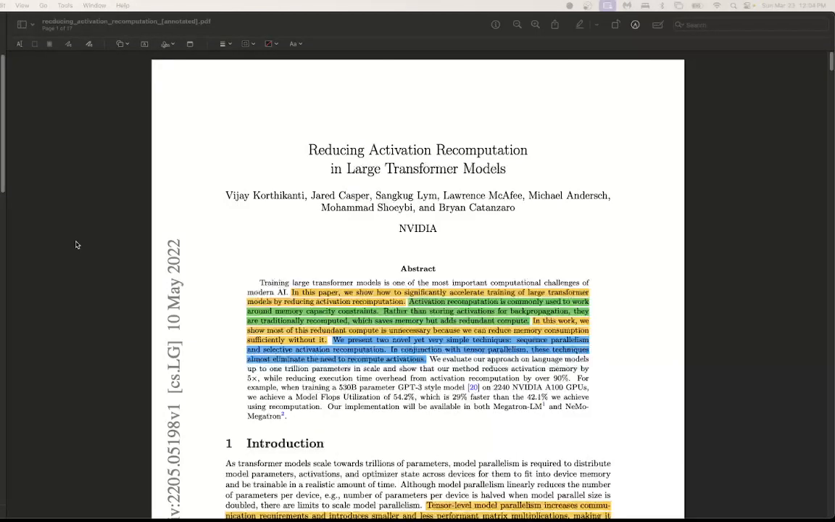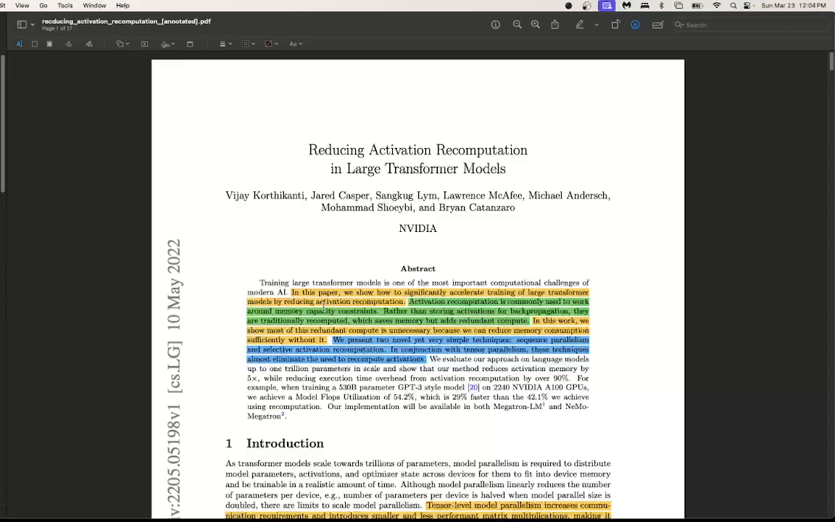All right, let's get started. Today is the ninth session of the ML Scalability and Performance Reading Group. Today we're covering an important paper called Reducing Activation Recomputation in Large Transformer Models. This paper directly builds upon the Megatron-style tensor parallelism, which we looked at last week, or rather last session.